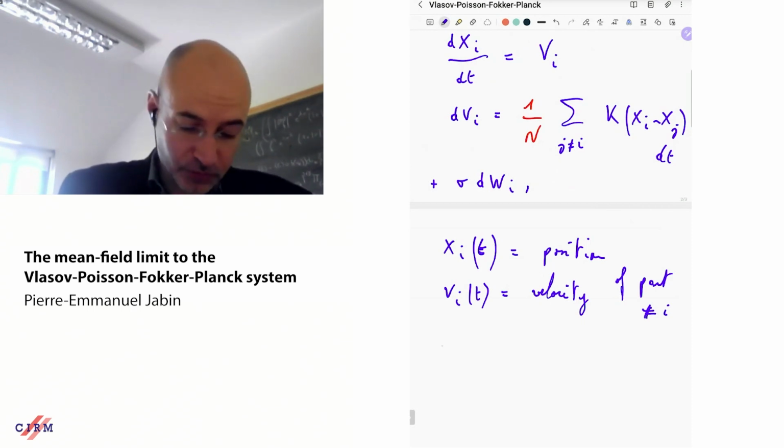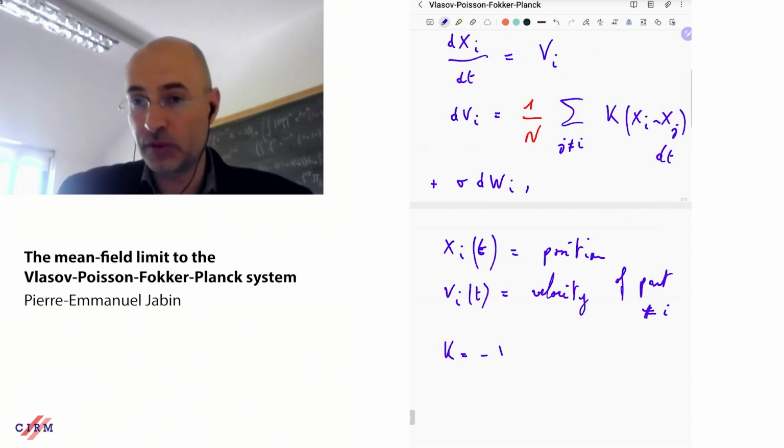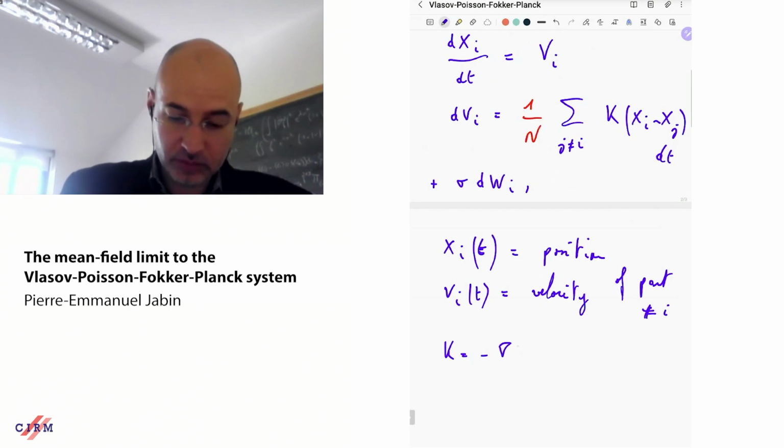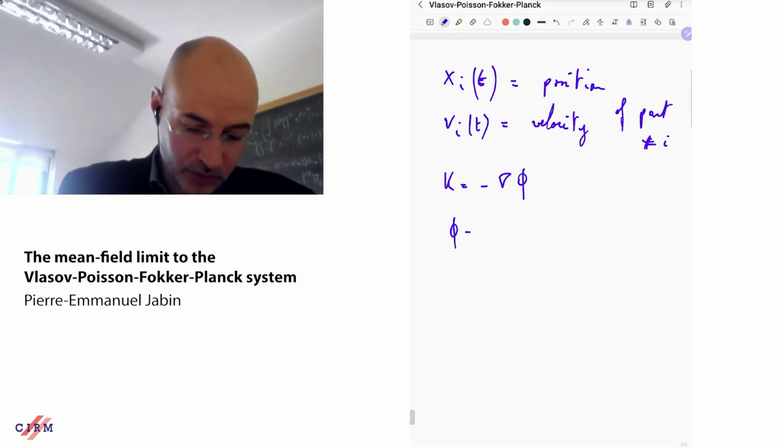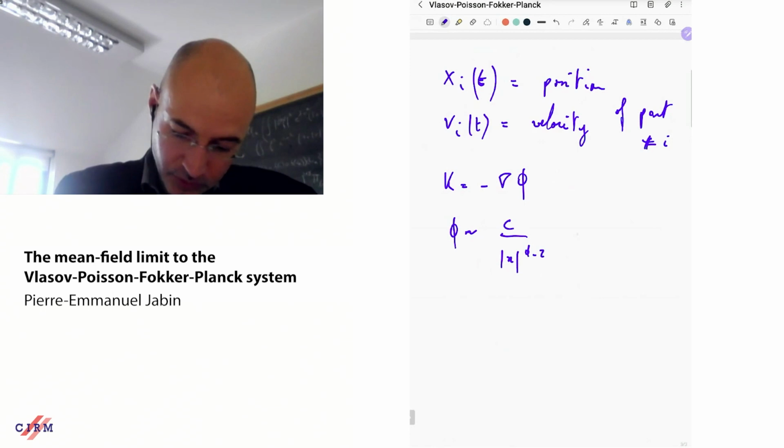But here, of course, K is going to be minus the gradient of the potential, and the potential phi is going to be the electrostatic potential. So generally speaking, something like this, with a power of minus 2 if the dimension is larger or equal than 3, or a logarithm in lower dimension.